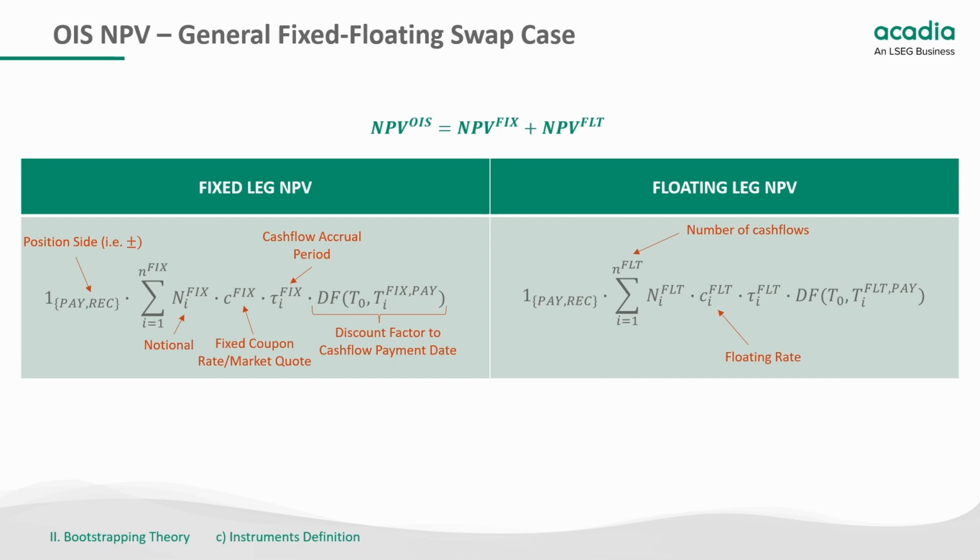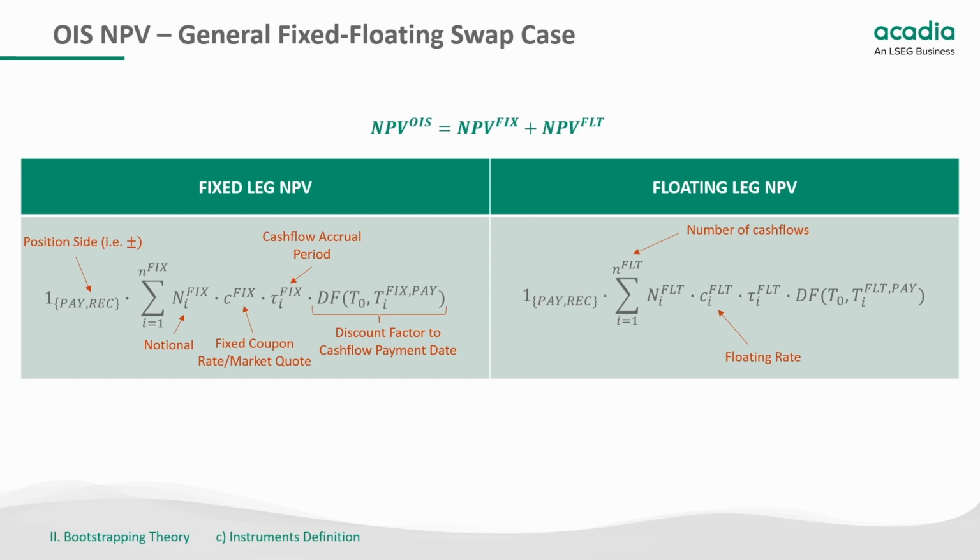I thought I'd also share a reminder on swaps, because OIS are a special type of swap, more specifically a special case of fixed floating swap. Now, the NPV for this type of swaps works as per this formula, and it's worth pointing out that it is a very general formula, which we'll refine a little bit later.